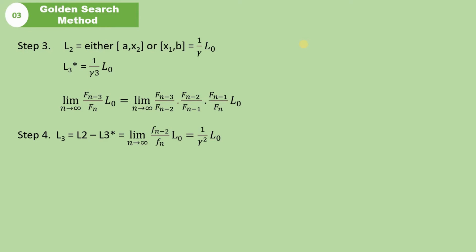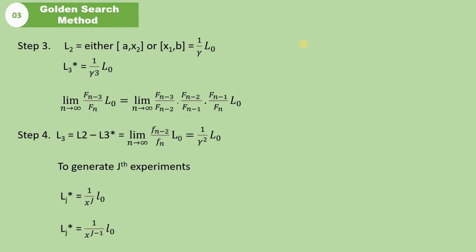In step 4, we get the next interval of uncertainty, L3, and the value of L3 equals L2 minus L3 star. That equals the limit as n tends to infinity of Fn minus 2 upon Fn times L0, which equals 1 upon gamma squared times L0. In general, to generate the jth experiment, we are doing a large number of experiments. If we do a large number of experiments, we approach the optimal solution in a better way. Rather, we are giving an interval of uncertainty with smaller and smaller width, and that is more desirable to us.